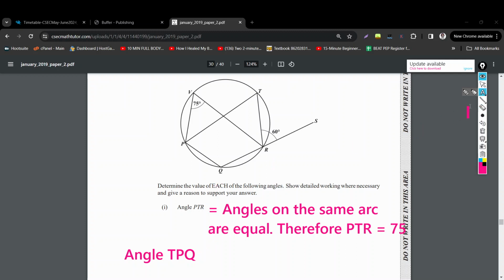And the next part says we need to find TPQ. So TPQ is the angle right here. This angle right here. And that's not hard to find, guys. Why is it not hard to find? Let me show you guys something interesting now. I think this is rule number 4. So angles in a cyclic quadrilateral add up to 180 each side, and it should add up to 360 overall. So that's the rule, guys. Angles in a cyclic quadrilateral.